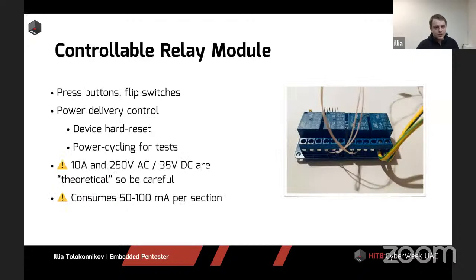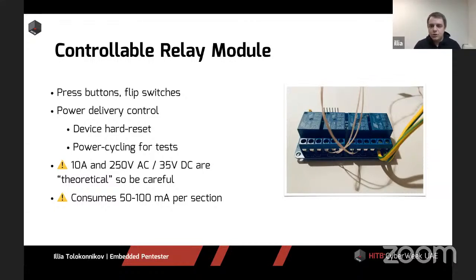The other cool, smart, and really lucky idea was using controllable relay modules. So we encountered the situation after running some simple tests that we really need to press physical buttons on the device, flip physical switches, and do this in an automated manner. And we thought between the relay modules and just running simple transistors for those. But in the end, we went with the relay module, and later we used them for power delivery control too.